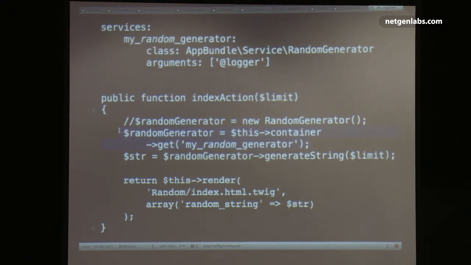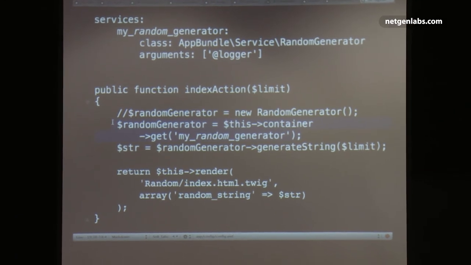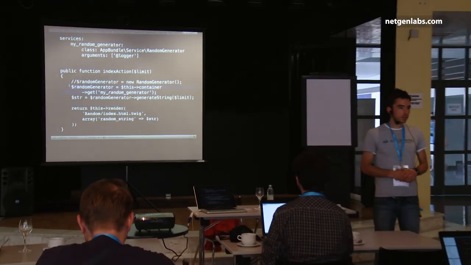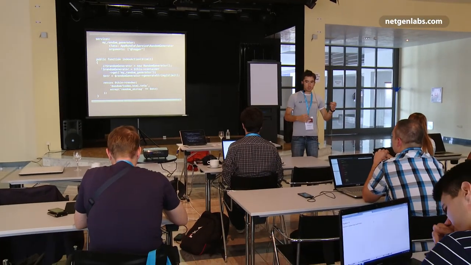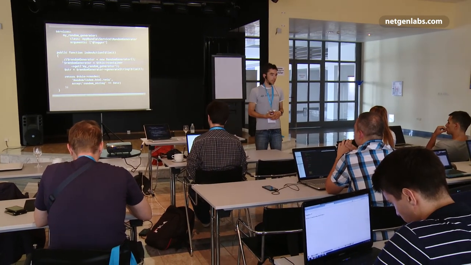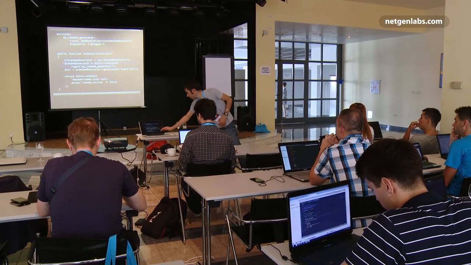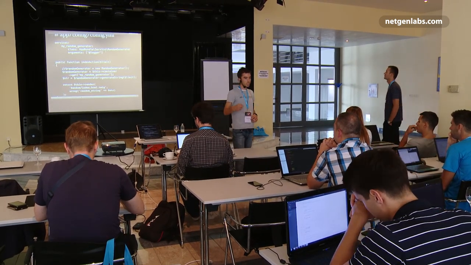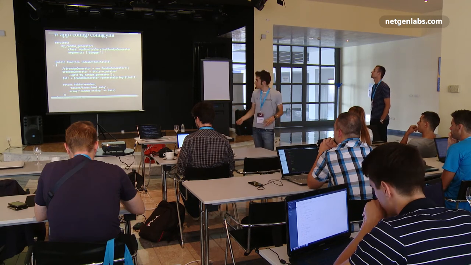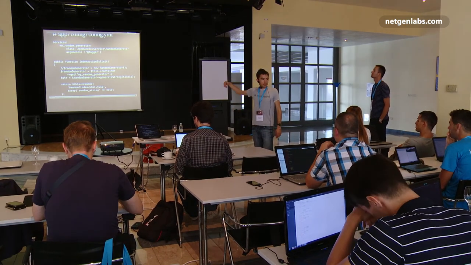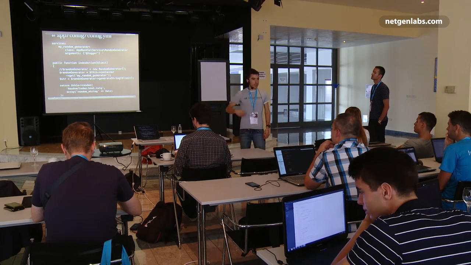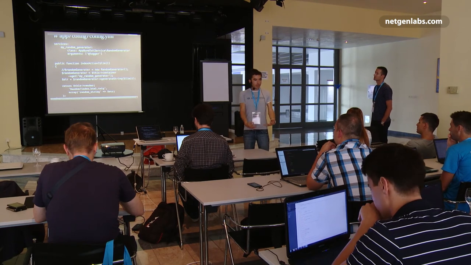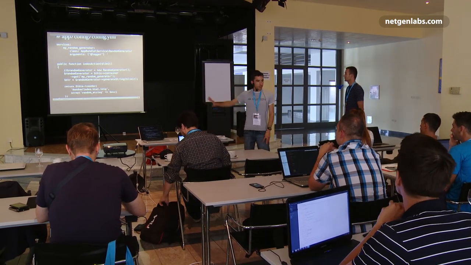So all you need to say here, you're sort of purposefully dumb in your controller. You say, give me the random generator. I don't care if it has 0 constructor arguments or 15 constructor arguments. Give me the random generator. Symfony then reads this configuration and says, okay, in order to create the my random generator service, I need to instantiate this class and pass it the logger service as the first argument. So all of the configuration to how my random generator is created is done here.